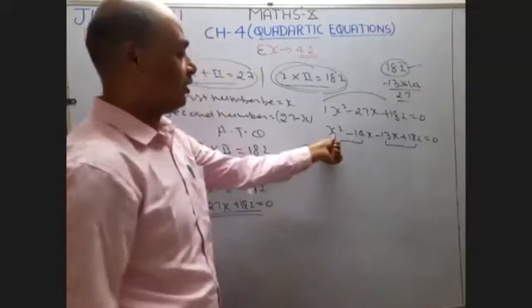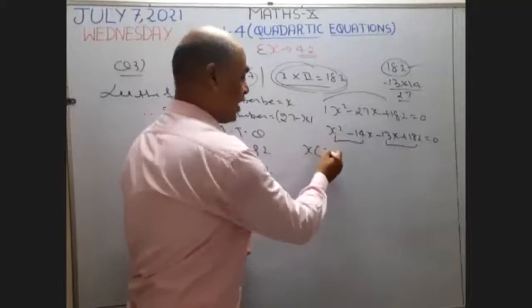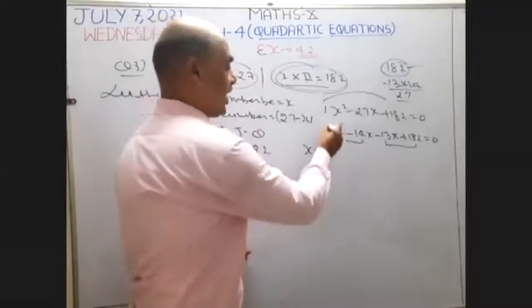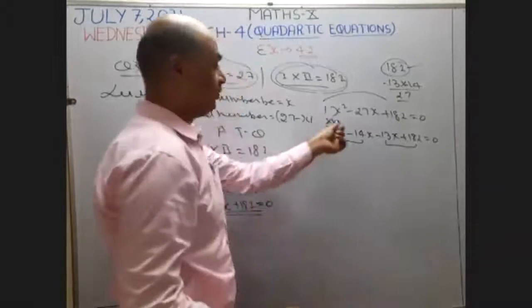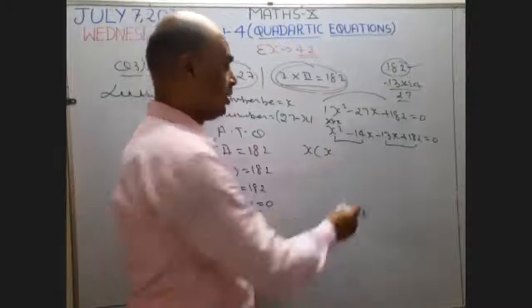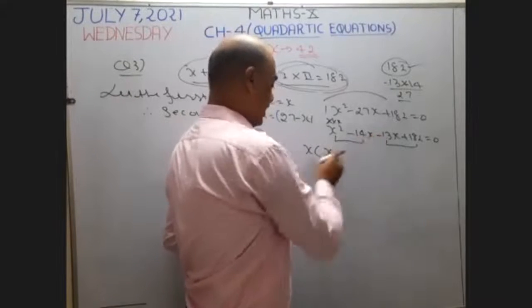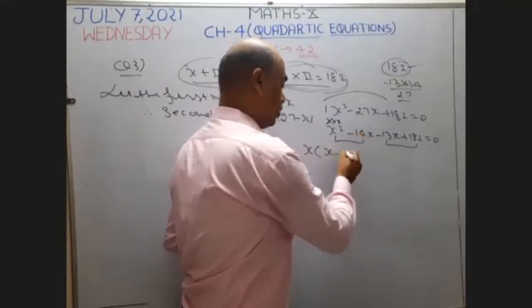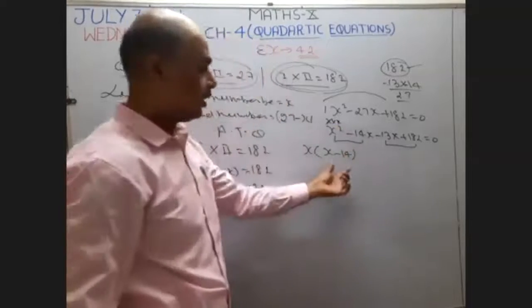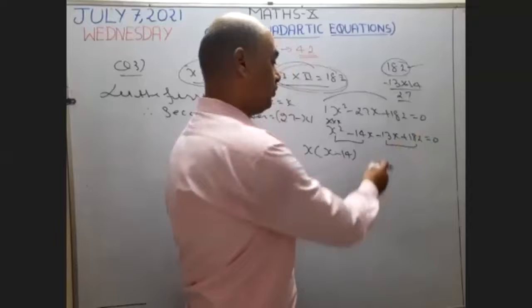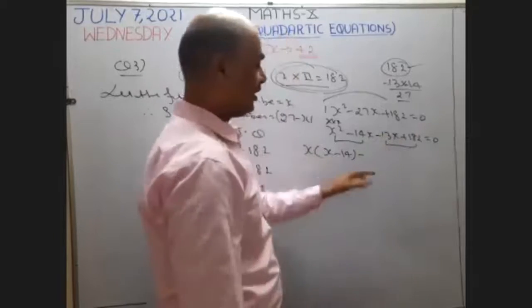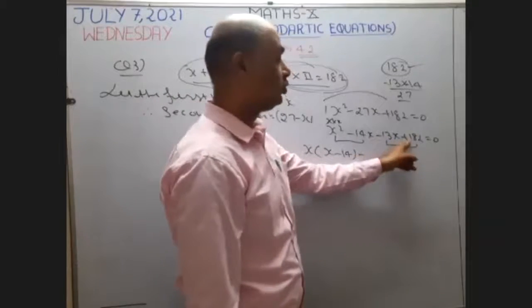When I take x common from x square, what is left? Only one x is left, because x square can be written as x into x. From the remaining term 14x, I take x common, and what is left? Minus 14 is left. Now I'm going to take common from the second pair. What is common? The minus sign is common. When I take minus common, the sign is going to change.